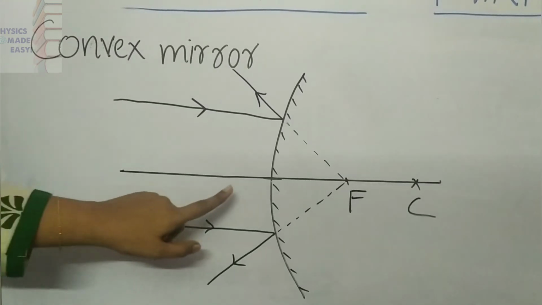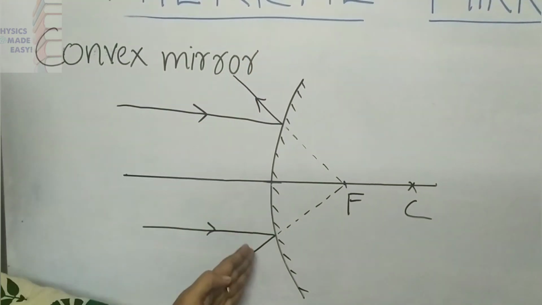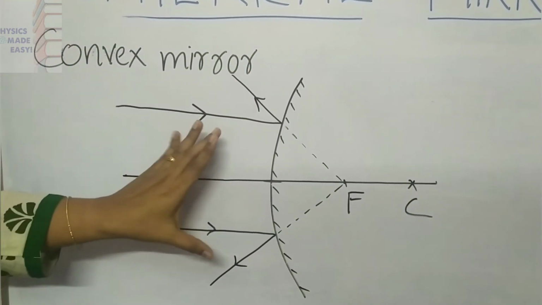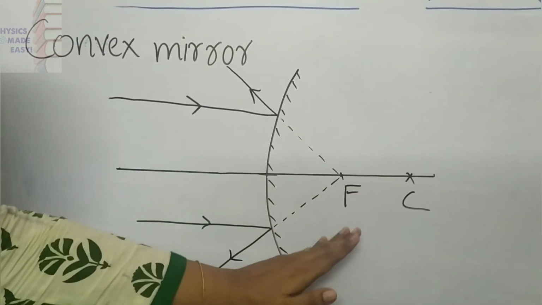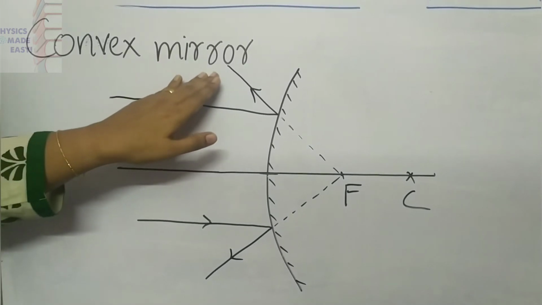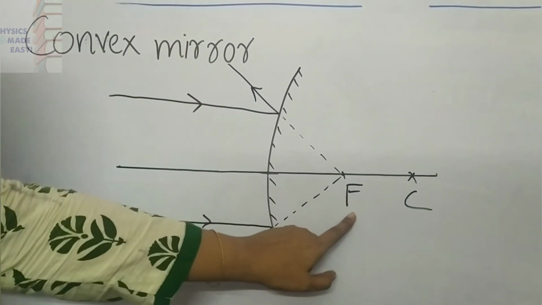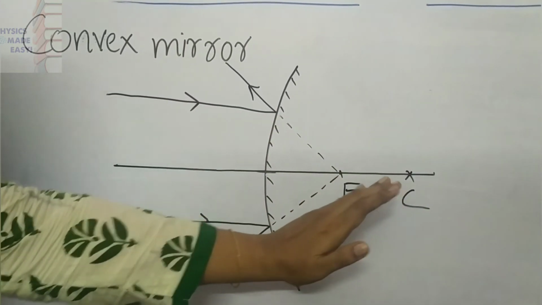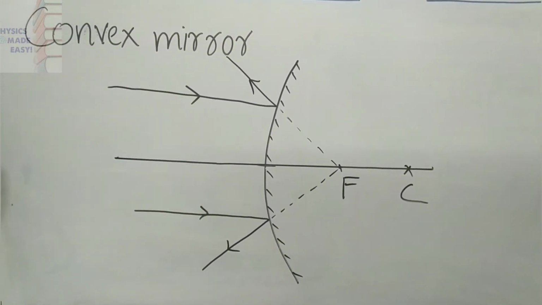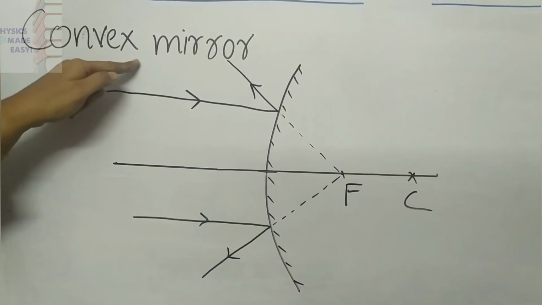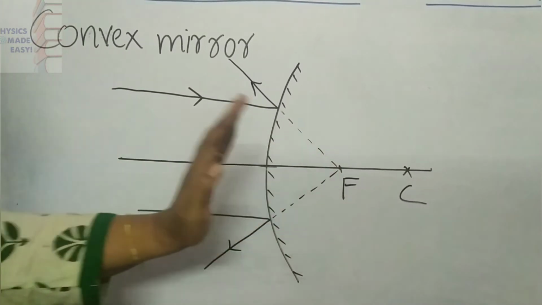Okay children, here you can see this is the reflecting surface. Rays are coming from here. You can see the principal focus on the other side. That means in the case of this convex mirror, the principal focus is behind the mirror. I told you in the case of a concave mirror, it is in front of the mirror, and in the case of a convex mirror, it is behind the mirror.